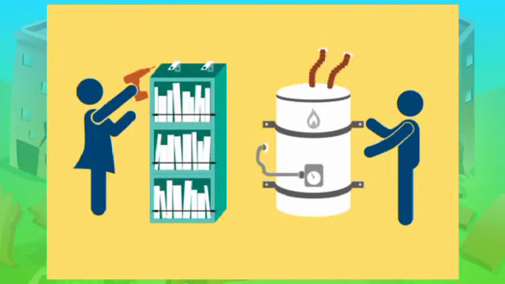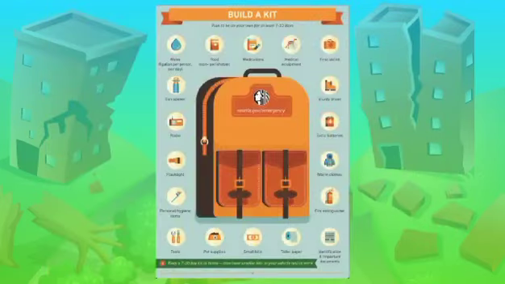Next, secure heavy furniture and objects that could potentially fall during an earthquake. Use straps or anchors to keep them in place. And lastly, it's crucial to have an emergency kit readily available, including essential supplies such as water, non-perishable food, flashlights, batteries, and first aid.